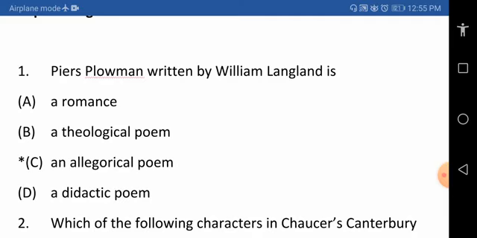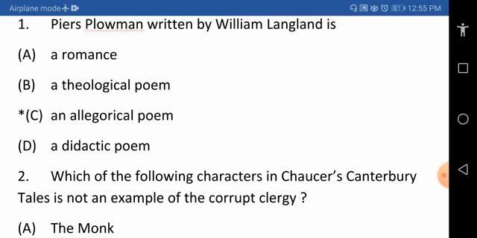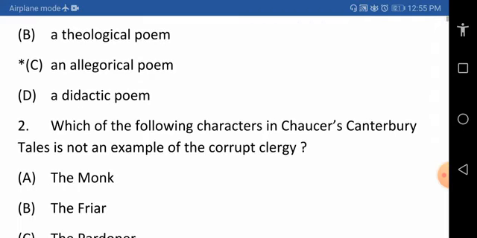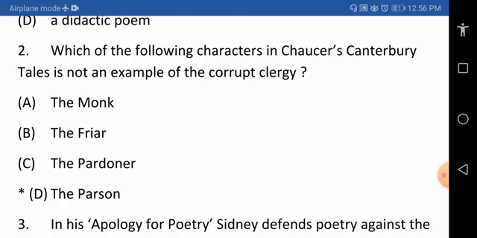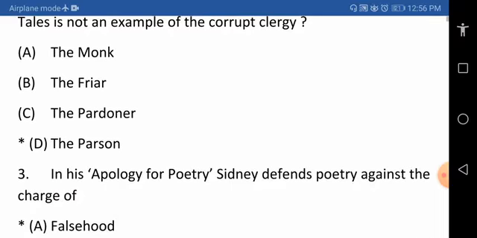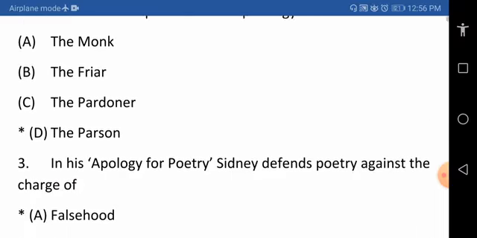The first question is, Piers Plowman, written by William Langland, is an allegorical poem. The second question is, which of the following characters in Chaucer's Canterbury Tales is not an example of the corrupt clergy? The options are the Monk, the Friar, the Pardoner, and the Parson. The answer is the Parson.